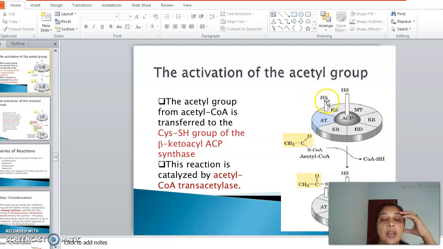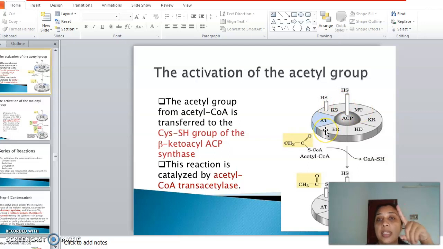The H of the sulfhydryl group, this thiol group, is removed and displaced with the acetyl group, so that SCOCH3. So this is a peripheral arm, and the peripheral arm is now occupied with the acetyl group. The H is removed in the form of CoA-SH. So this is the first priming reaction that is happening.